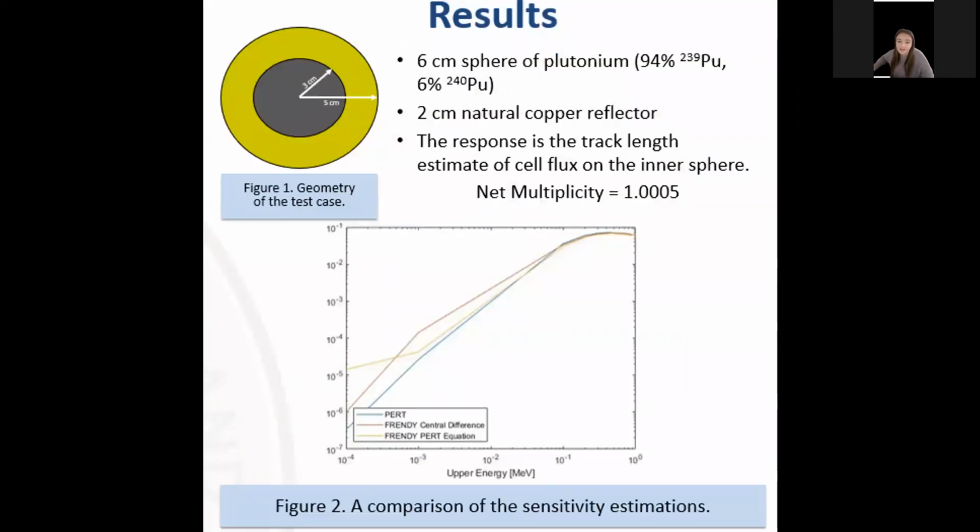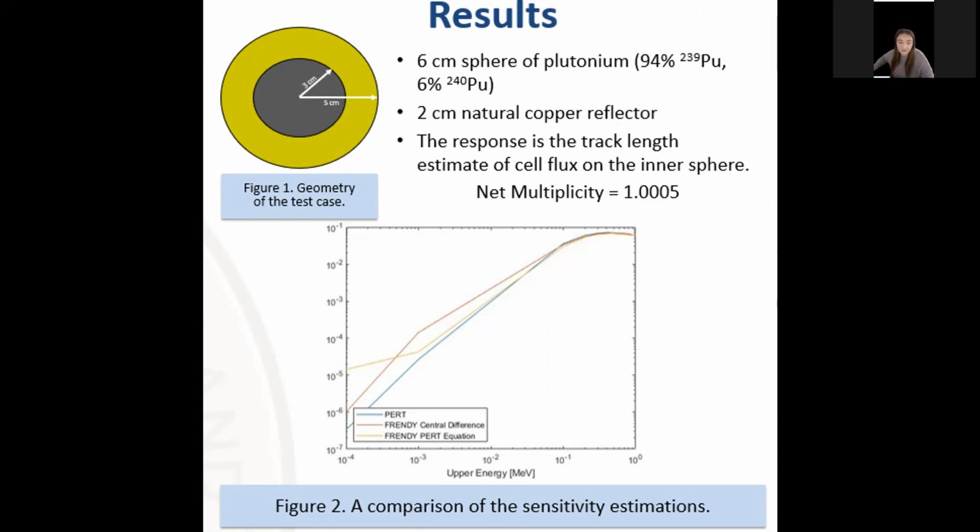For some preliminary results, I have a 6 centimeter sphere of plutonium, a 2 centimeter natural copper reflector, and the response that I'm using here is the track length estimate of the cell flux on the inner sphere, and the multiplication of this case is 1.0005. I have a figure of the geometry just for clarification. On the bottom, I have the energy versus sensitivity for this case using the PERT method, the FRENDY or brute force method using the central difference, as well as the PERT equation, just to compare, especially when I do the uncertainty analysis in the future to see which equation works the best.